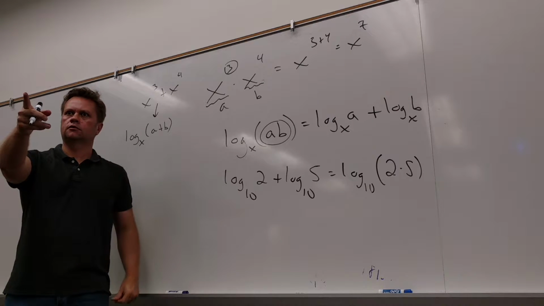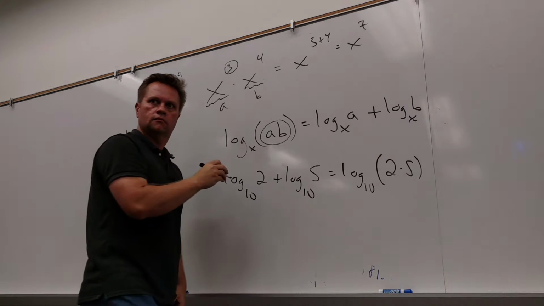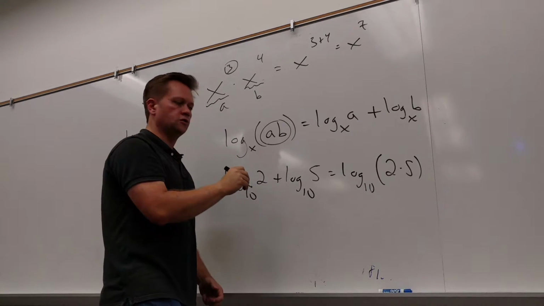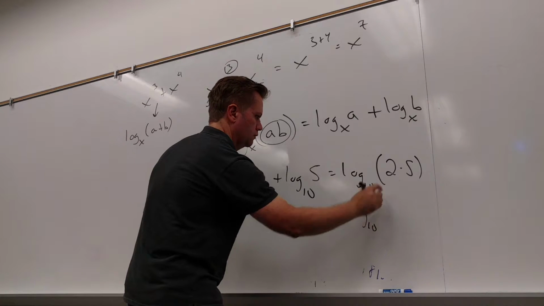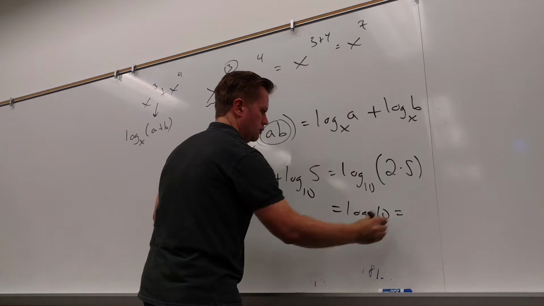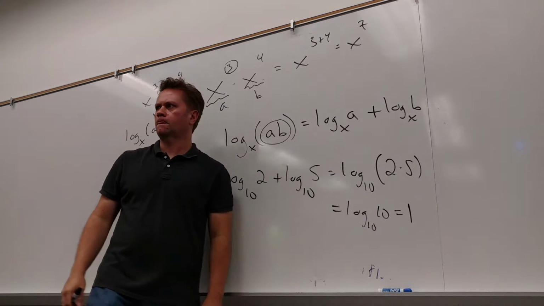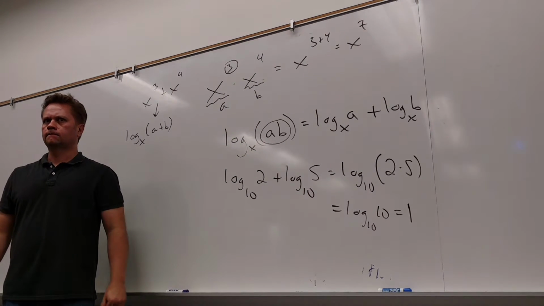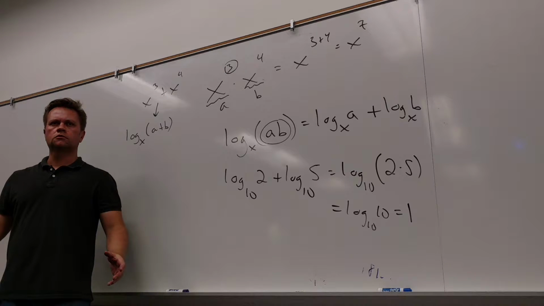Don't judge. Yes? 2 times 5 is 10. So the answer is going to be 1. Exactly. So next step, log base 10 of 10. What do I raise 10 to, to make 10? 1. I'm going to let you think about that. Soak it in.